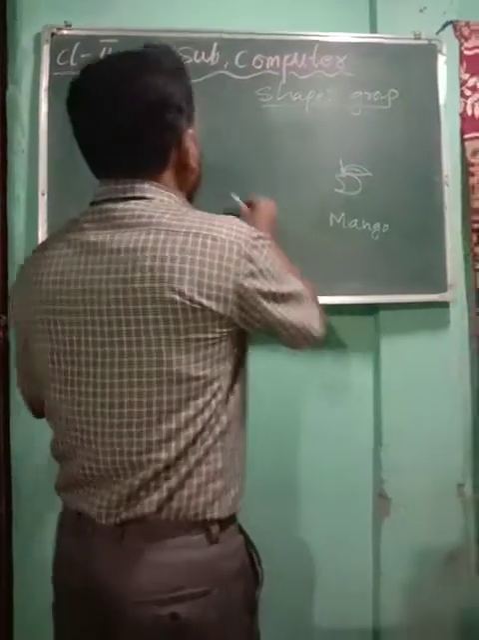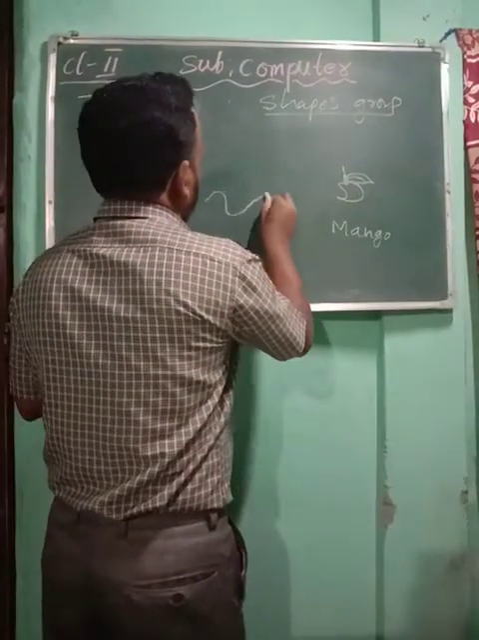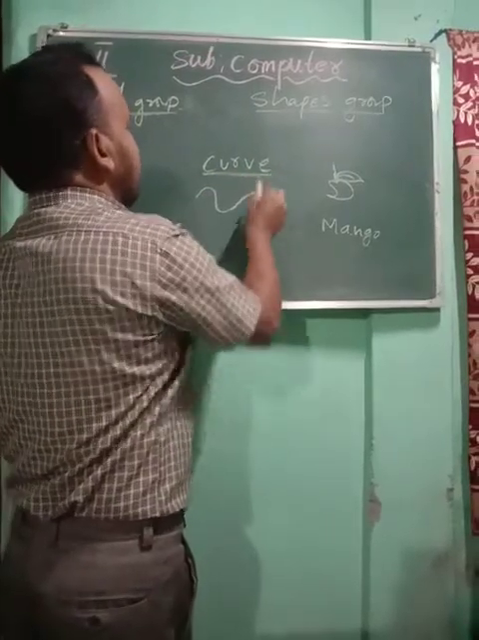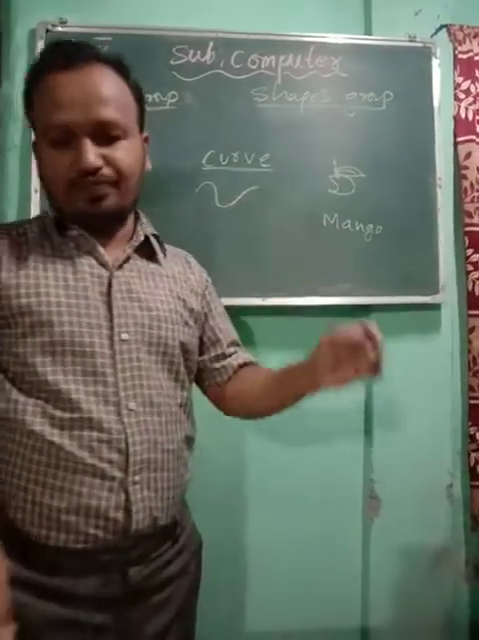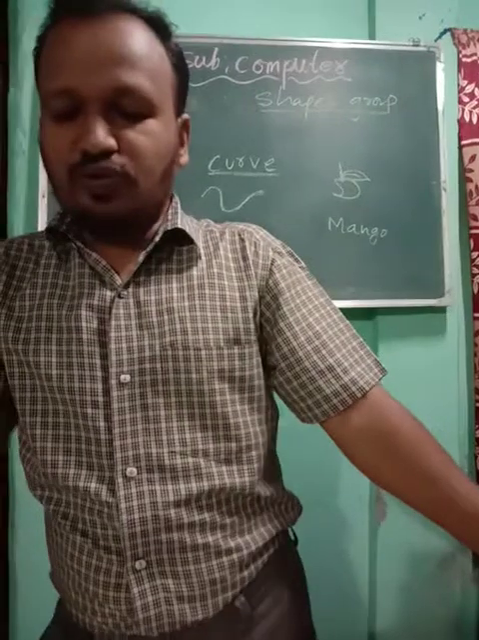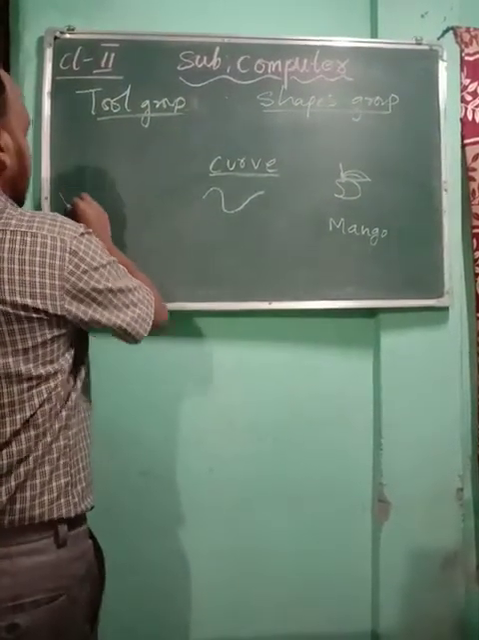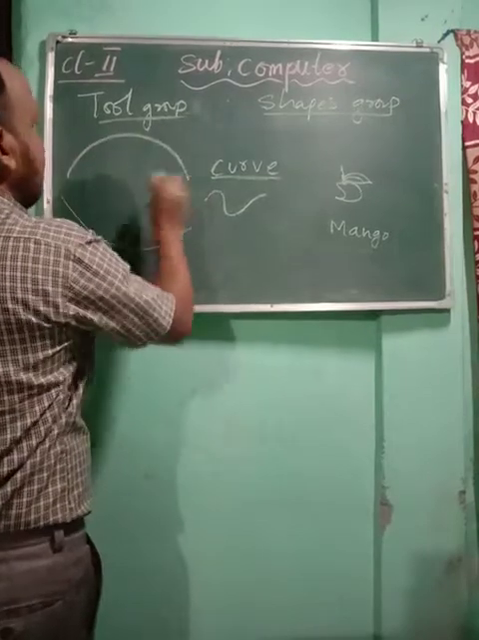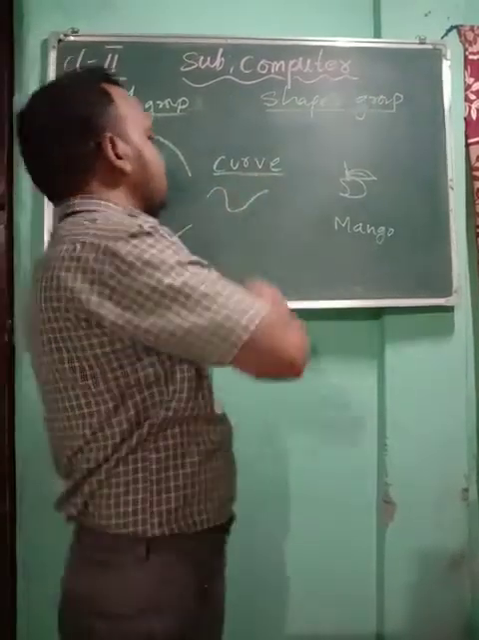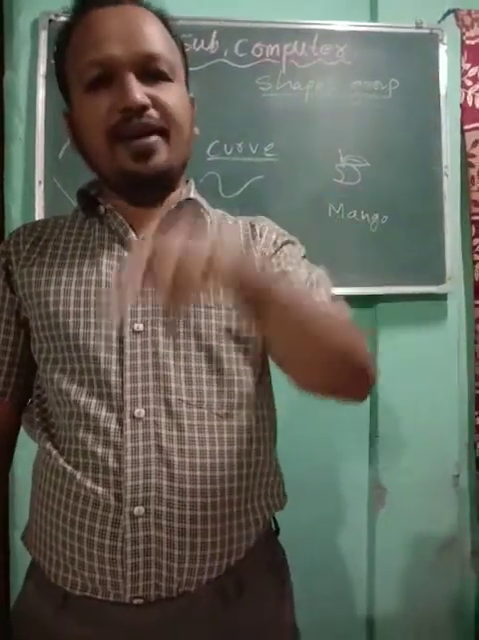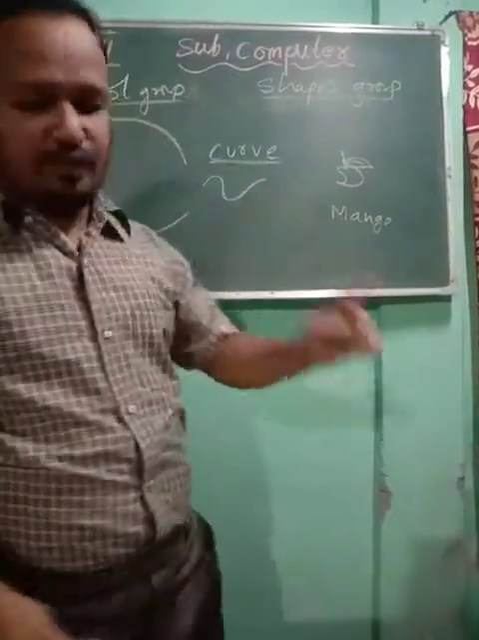Next comes curve. You will see a shape like this, the curve. This is used to draw a curved line. Suppose you have to make a curved line, like this curve or like this curve. If you want to draw a curved line, at that time you will use this curve.